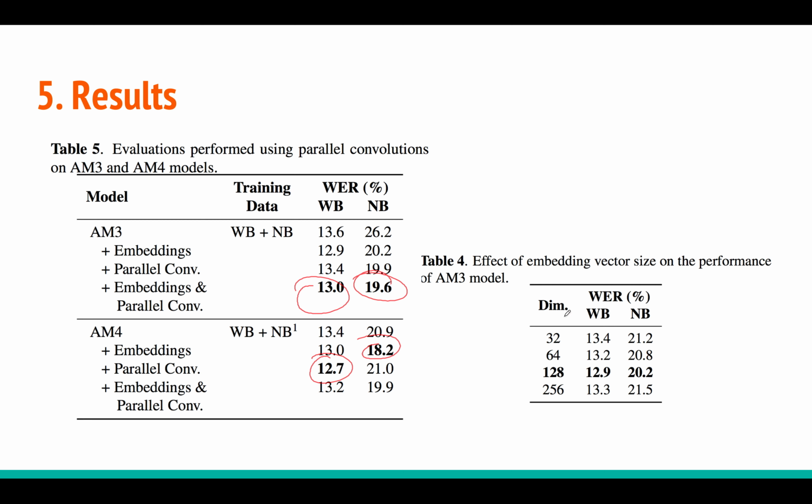They also measured accuracies with increasing dimensions of the bandwidth embeddings, and with an embedding size of 128, they get the best accuracy for both wideband and narrowband.